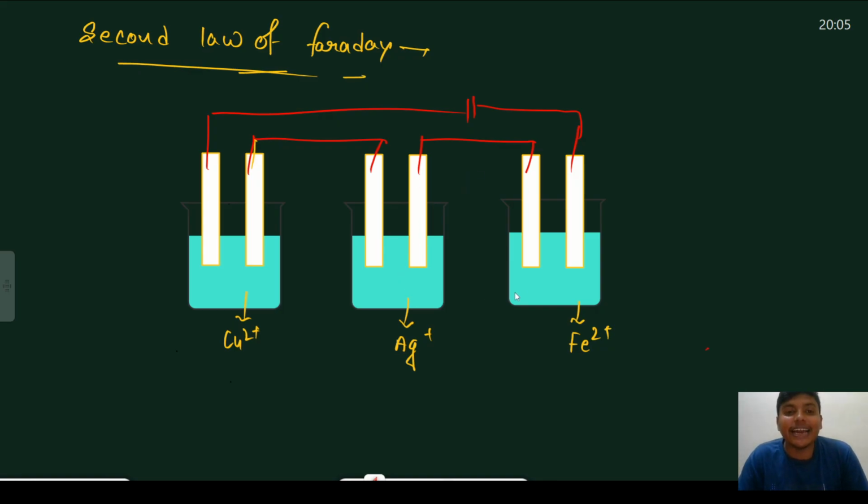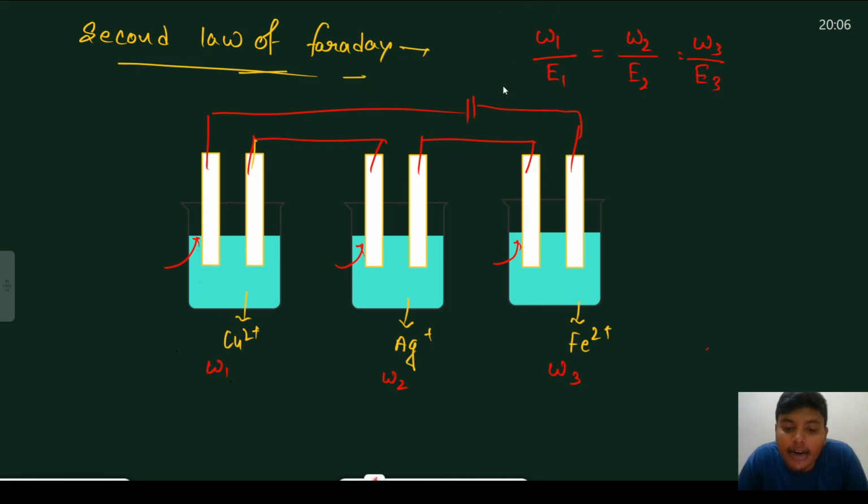So what is the second law? After electrolysis, some amount will deposit here, some amount here, and some amount here. Yes or no? Yes. Faraday told that whatever amount is deposited, let's suppose W1, W2 and W3, then W1 by equivalent weight E1 will be equal to W2 by E2 will be equal to W3 by E3. That means this ratio should be the same.